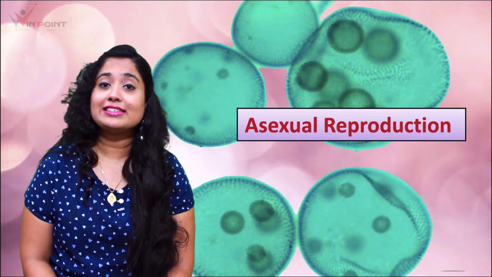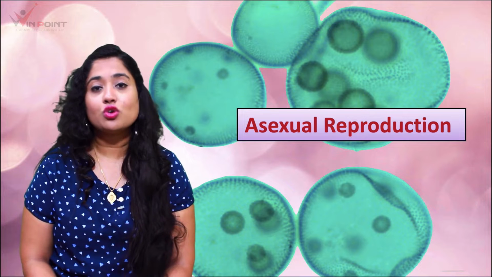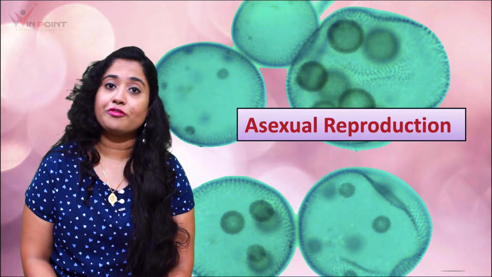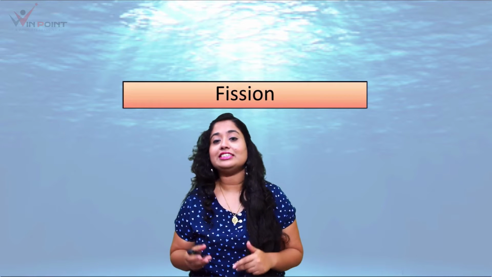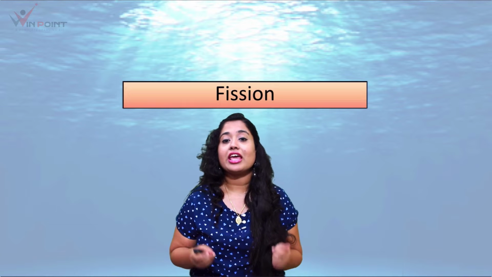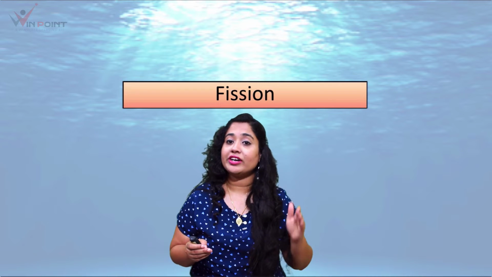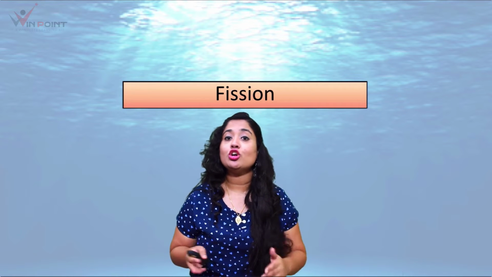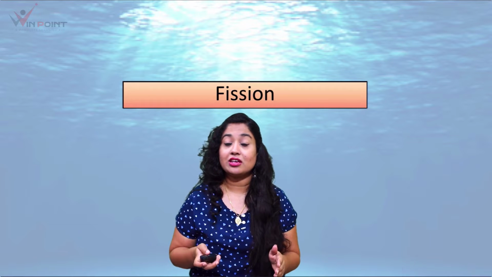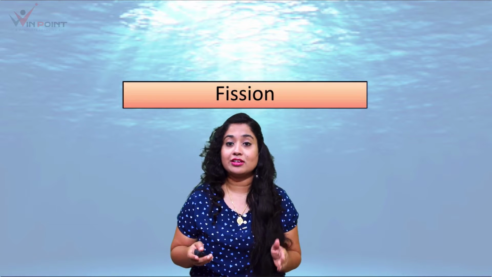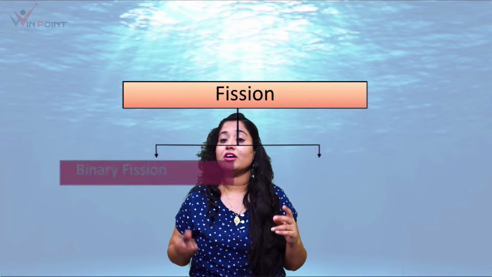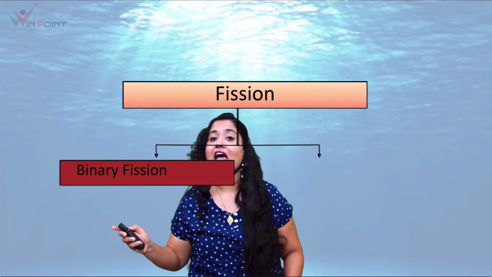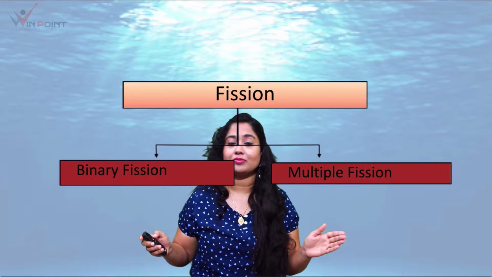And we have already seen that the offsprings so formed are the same as that of parent. Let's discuss the methods of asexual reproduction. Fission. Fission is a type of asexual reproduction in which the parent body splits or breaks into two or many daughter cells. Based on the number of daughter cells, the fission is being categorized into two categories. The first, binary fission, and the second, multiple fission.